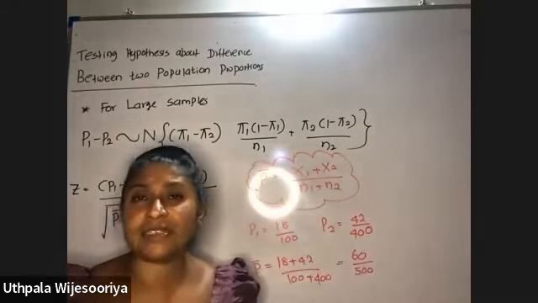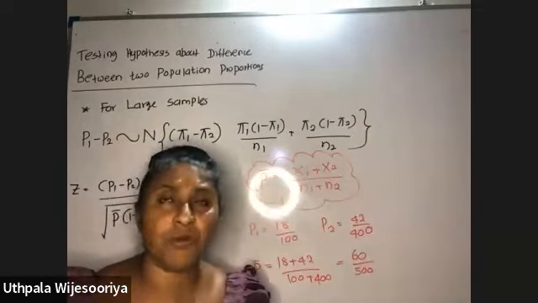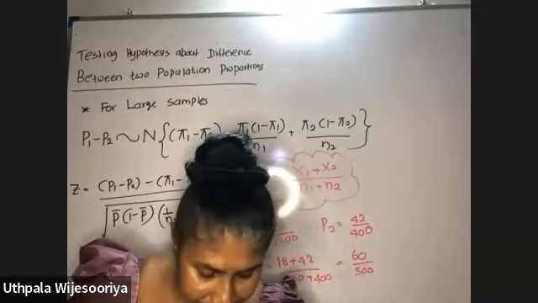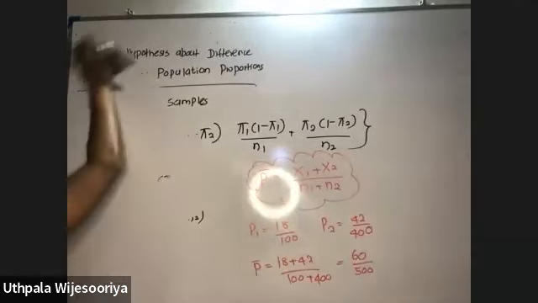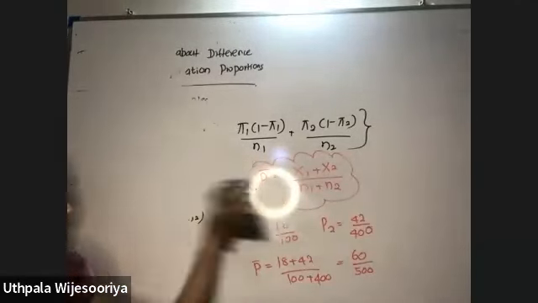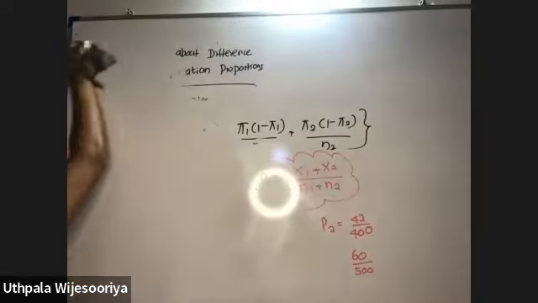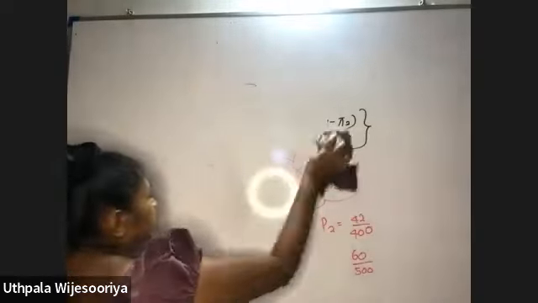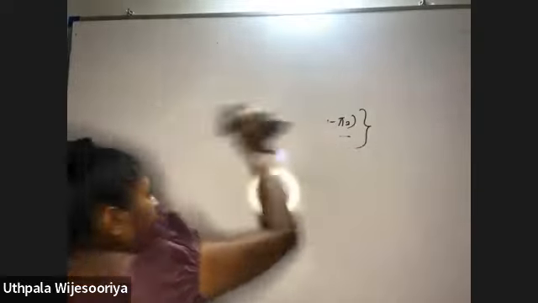So then case 3 of mu1 minus mu2, and now the difference between two proportions. Build up hypothesis statements. First step.